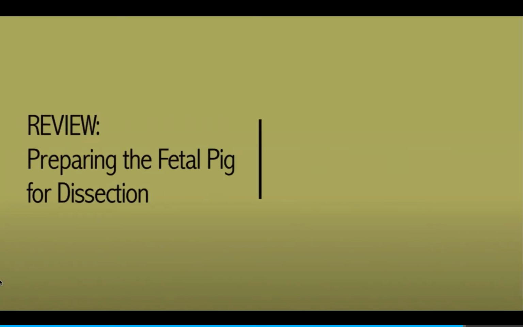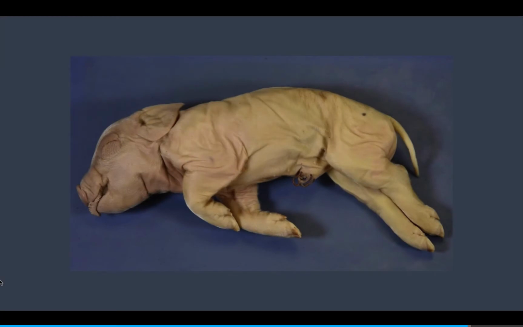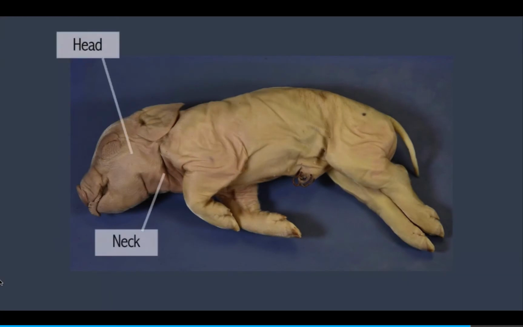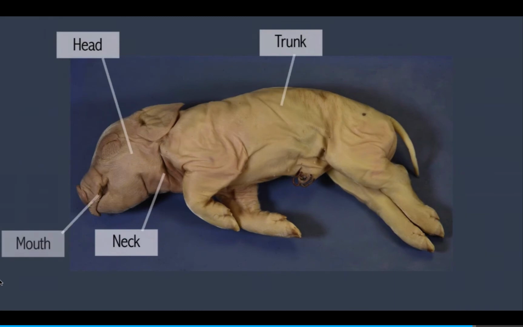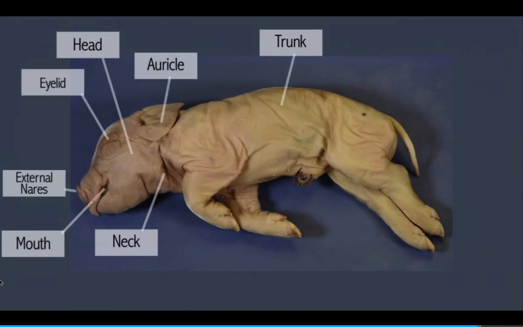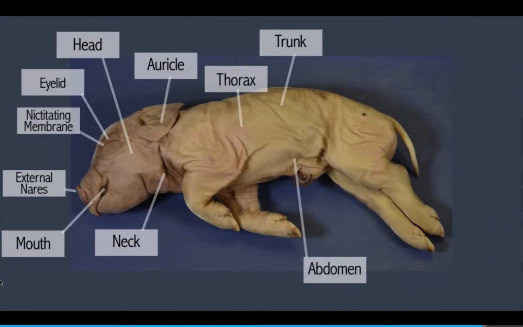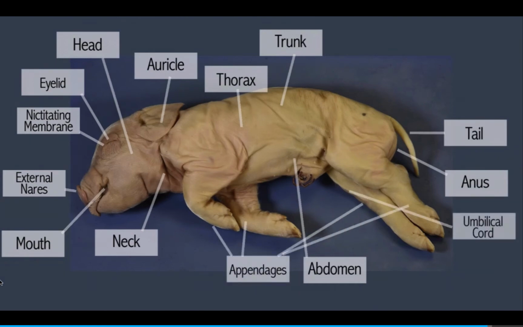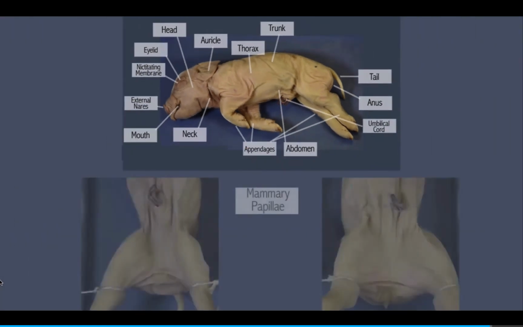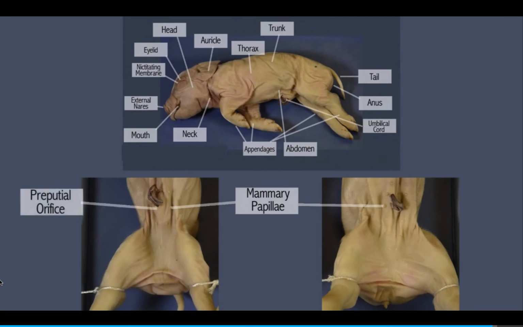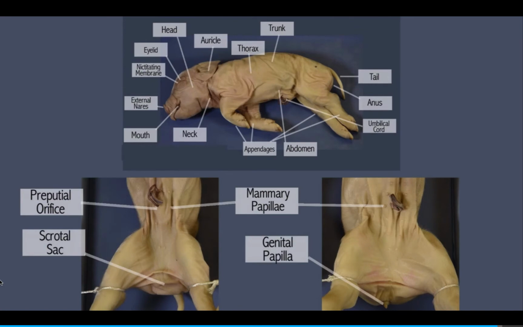Let's review preparing the fetal pig for dissection. The surface anatomy structures are head, neck, trunk, mouth, external nares, auricle, eyelid, nictitating membrane, thorax, abdomen, anus, tail, appendages, umbilical cord, mammary papilla, and preputial orifice and scrotal sac in the male, and genital papilla in the female.